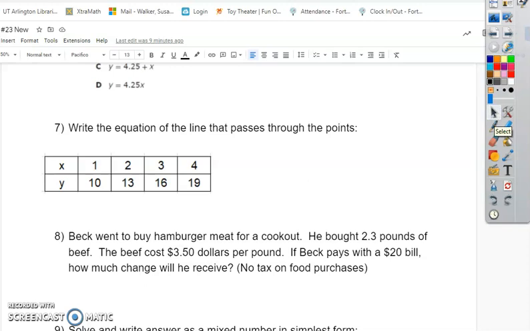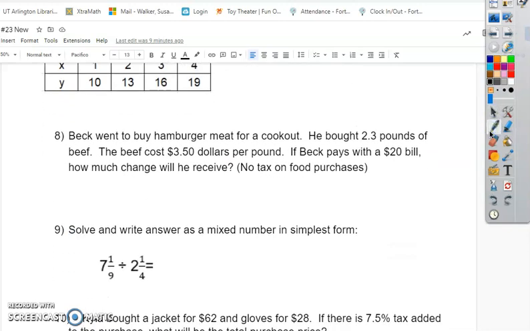Okay, number 8. Beck went to buy hamburger meat for a cookout. He bought 2.3 pounds of beef. The beef cost $3.50 per pound. If Beck pays with a $20 bill, how much change will he receive? Okay, so guys, we're buying 2.3 pounds. So if it's $3.50 per pound, we know that it would be $3.50 times 2 if we bought 2 pounds. We know it would be $3.50 times 3 if we bought 3 pounds. But since it's 2.3, we still do the same.